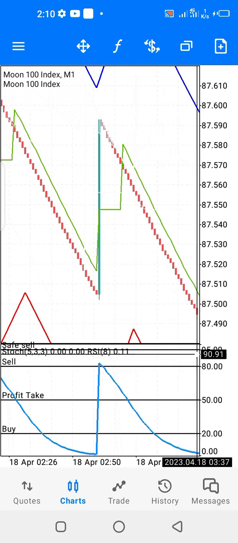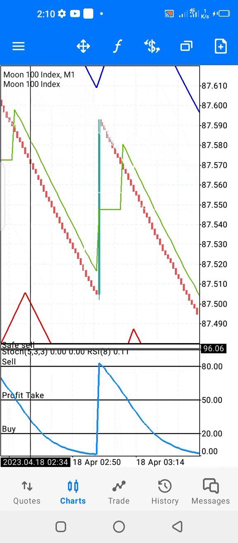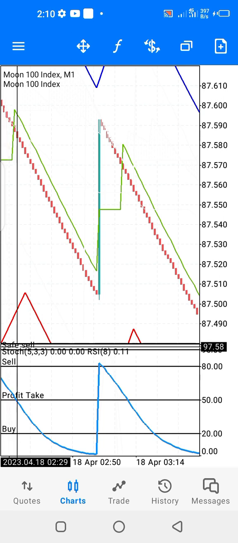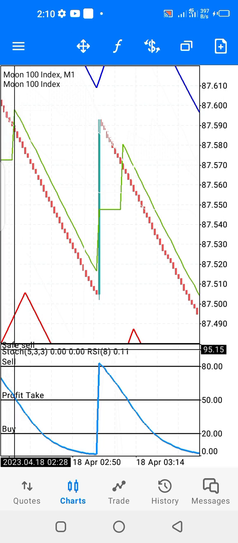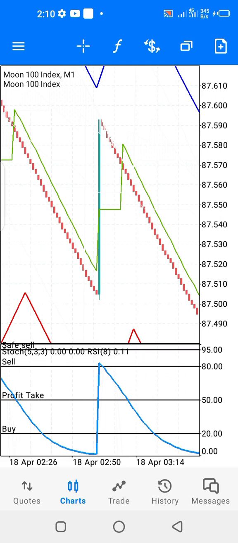As you can see, I added another point called 95. Alright, if you can see, there's a point here called 95, and I named it safe sell. It's safe to sell when it's on 95 points. Alright, so let me explain.